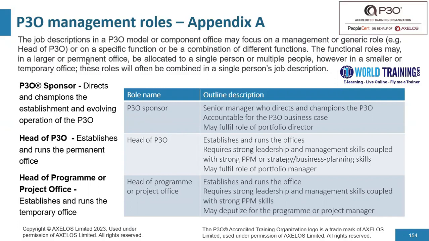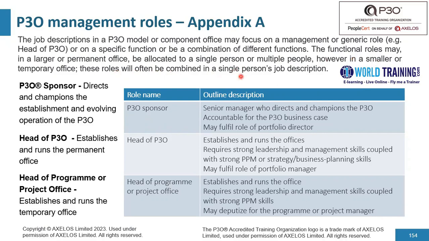Now, the job descriptions in a P3O model or competent office may focus on a management or generic role, for example, head of P3O, or on a specific function, or be a combination of different functions. The functional roles may, in a large or permanent organization or permanent office, be allocated to a single person or multiple people. However, in a smaller or temporary office, these roles will often be combined in a single person's JD.